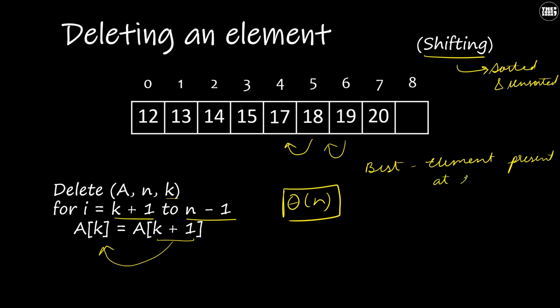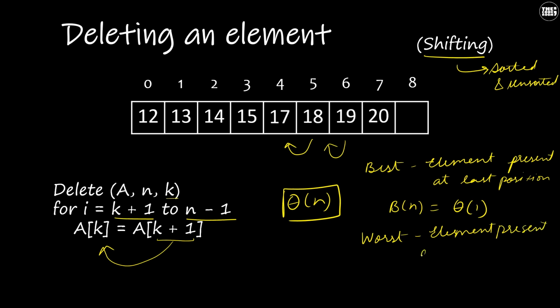The best case for deleting an element from an array is when the element is present at the last position. In such a situation, we do not have to shift the elements to their left. The time complexity of the best case is theta of 1 because it takes constant time. The worst case for this algorithm would be when we have to delete the element from the first position. In such a situation, we have to shift all the elements to their left. The time complexity of the worst case is given by theta of n.